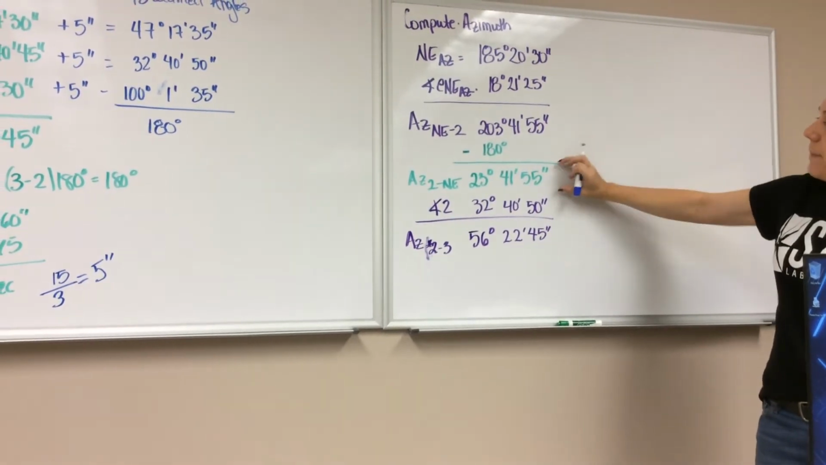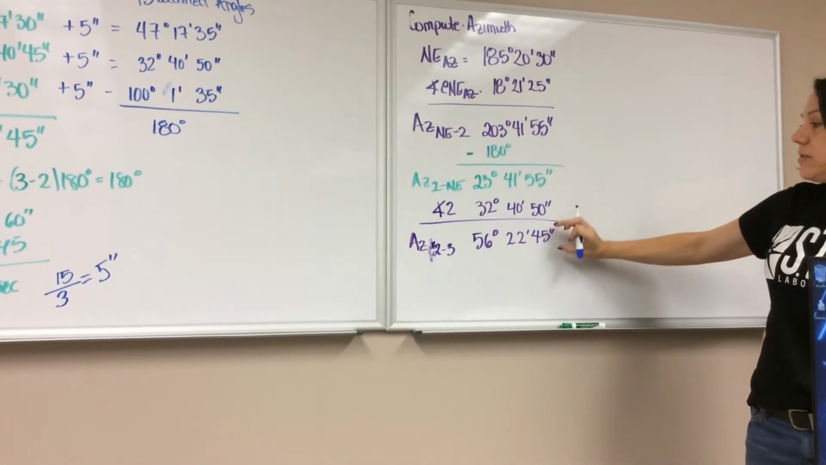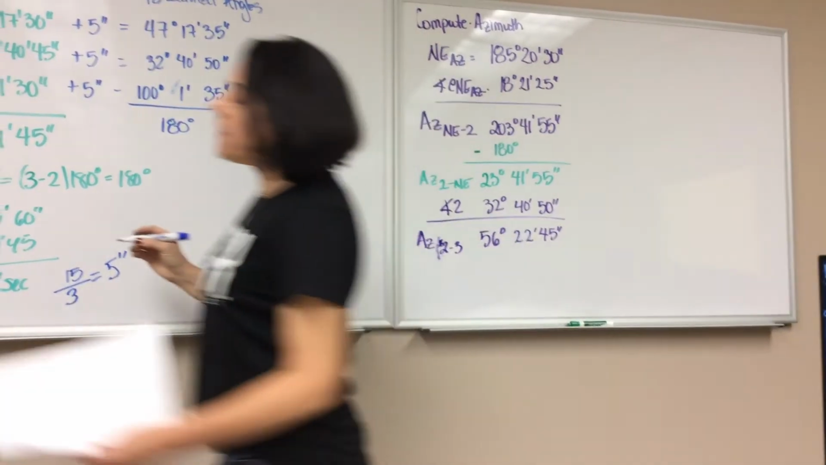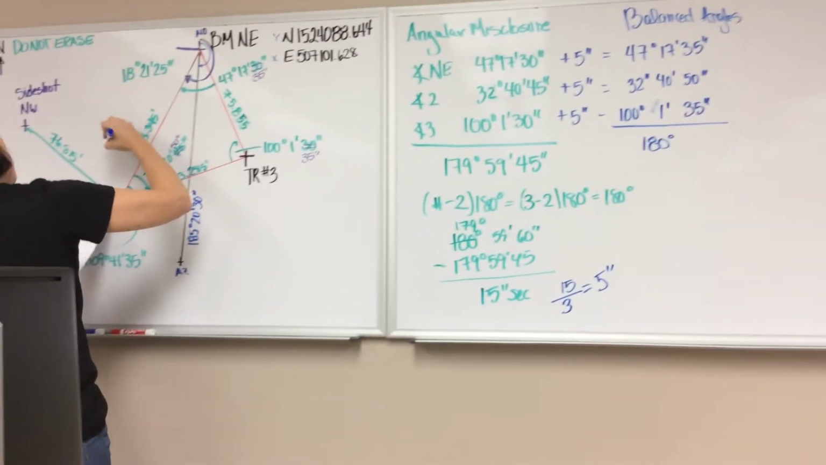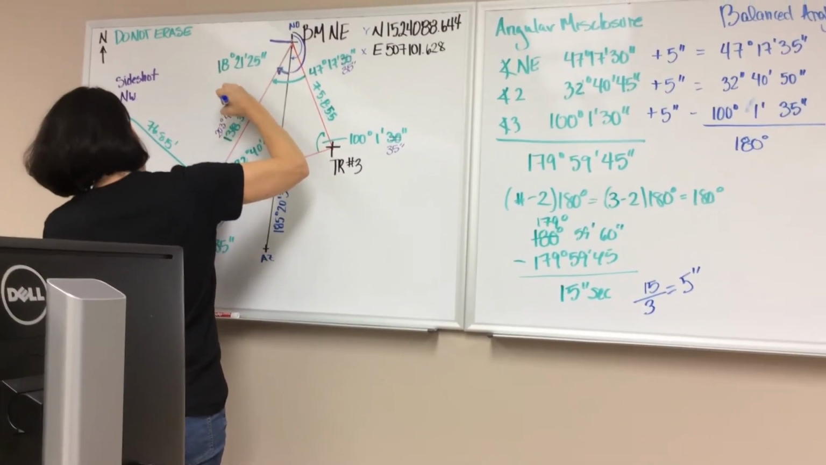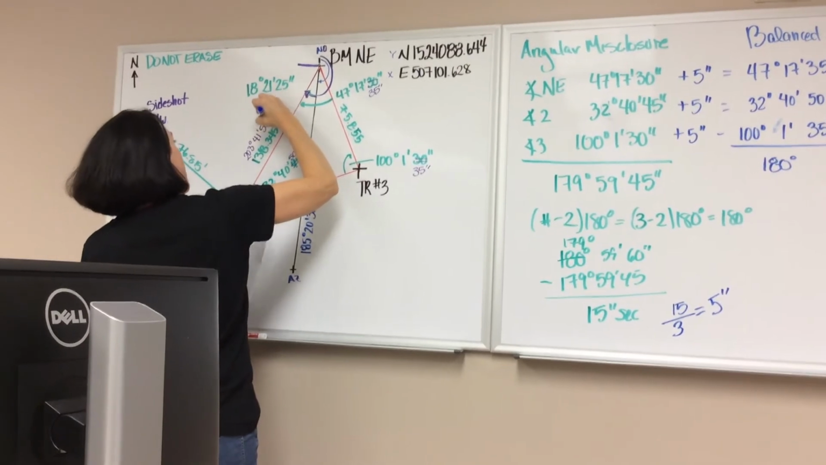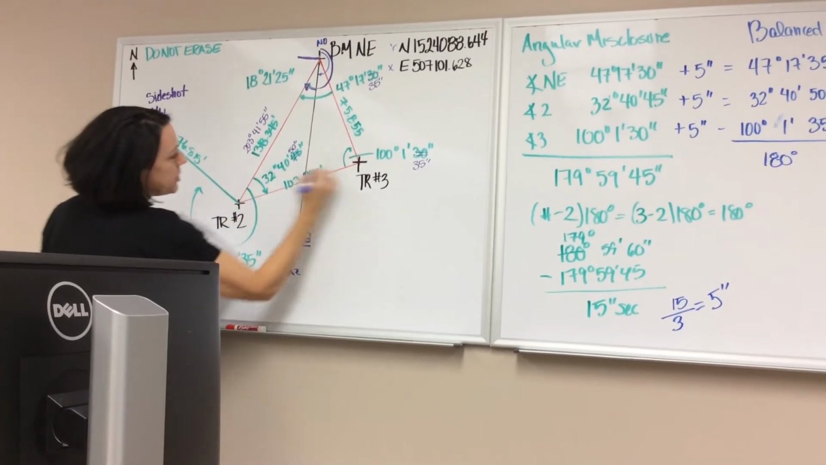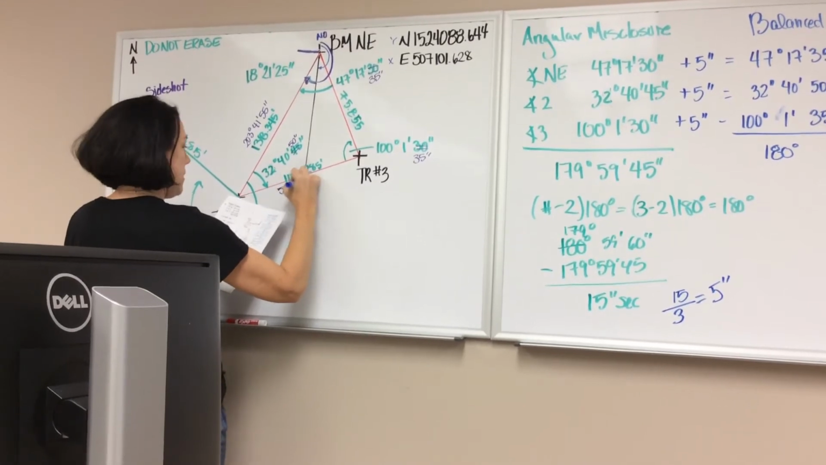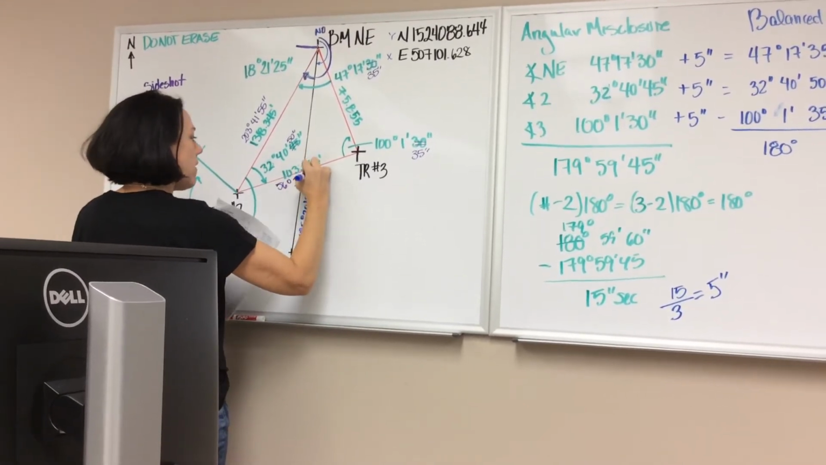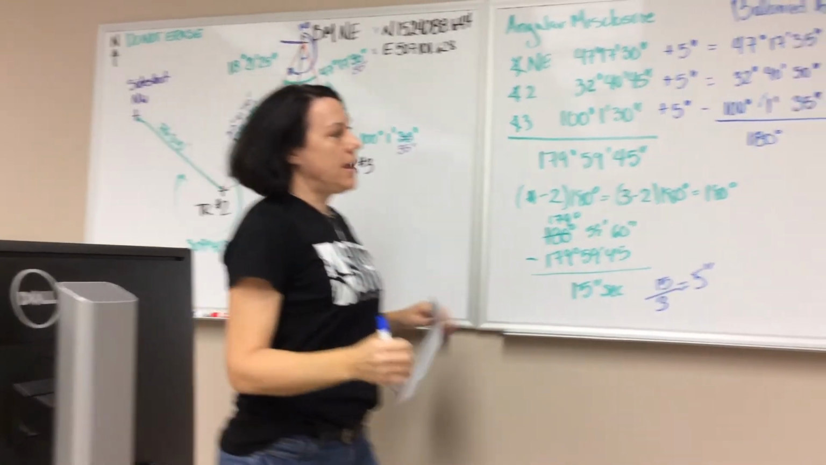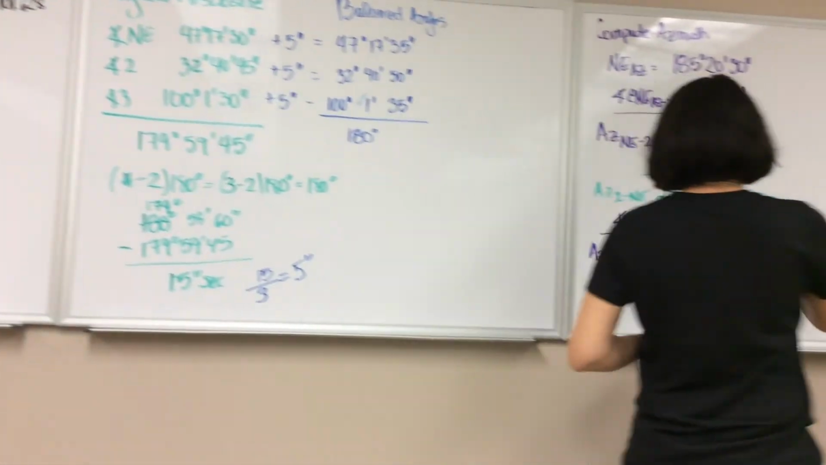So azimuth, back azimuth, add an angle, get an azimuth. Now, the azimuth from here to here, and I'll write these over here. So this is 203, 41, 55. The azimuth from 2 to 3 is 56, 22, 45. Okay?